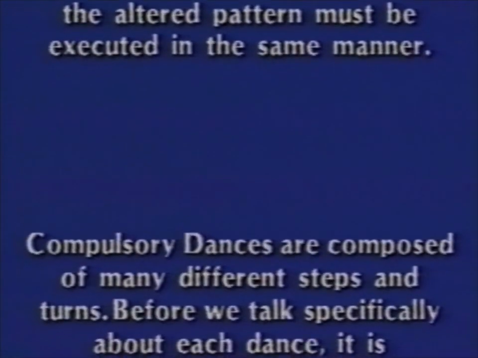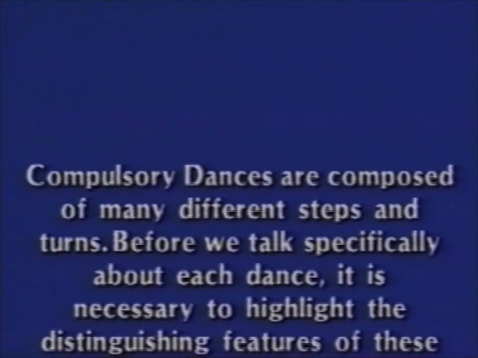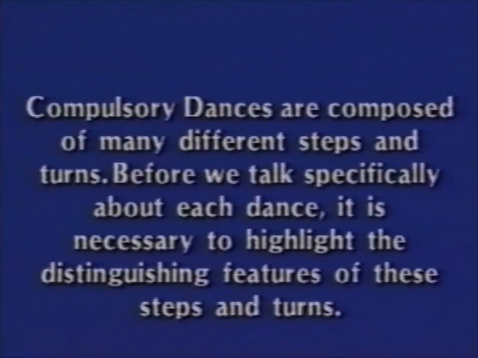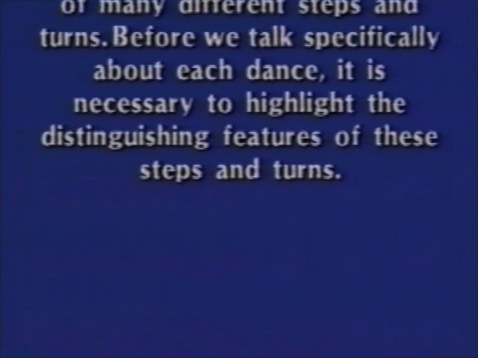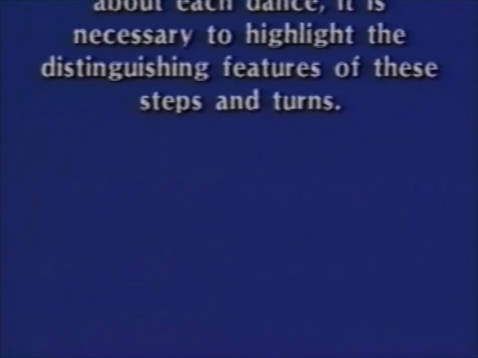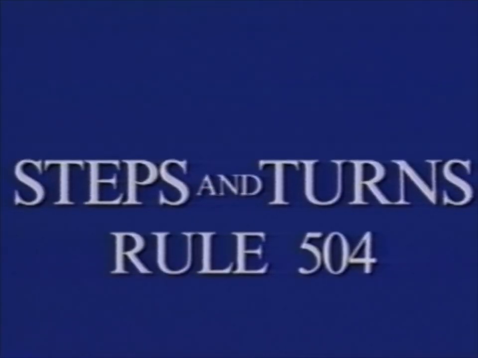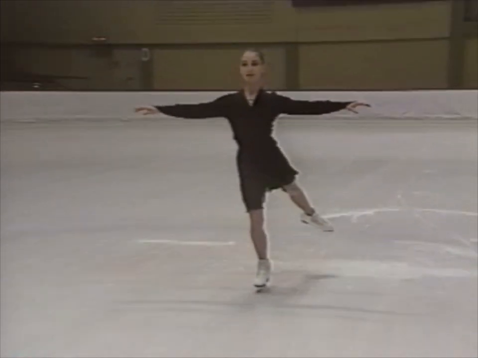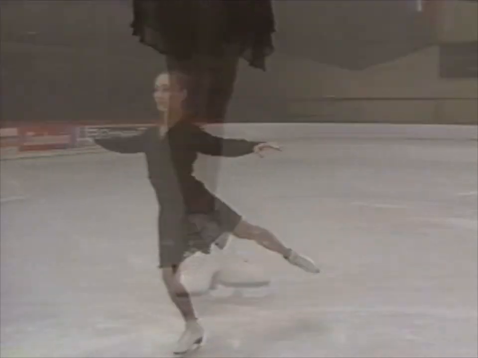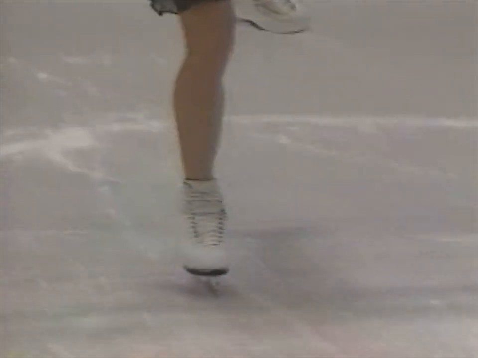Compulsory dances are composed of many different steps and turns. Before we talk specifically about each dance, it is necessary to highlight the distinguishing features of these steps and turns. Steps and turns, Rule 504. Step. A step is the visible tracing on the ice that is executed on one foot. It may consist of an edge or a turn as a three or counter.